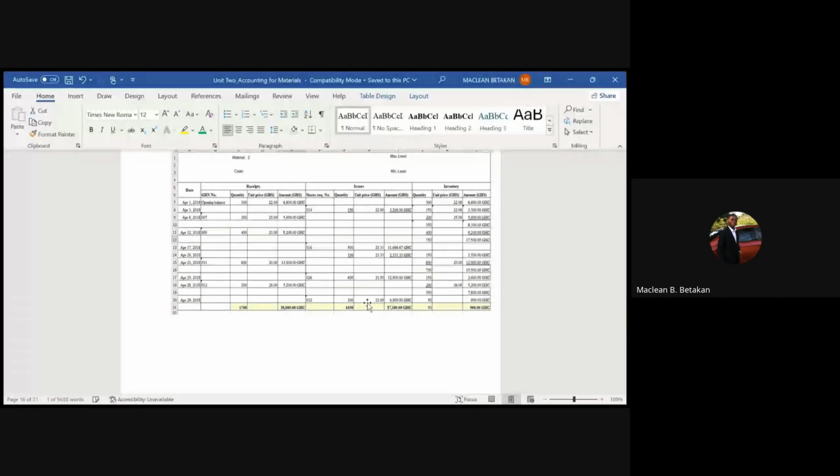Okay. So 23.75, and use it to value the 300 units. We'll get 7125. Okay. And then the 50 by 23.75 will give us 1187.5.